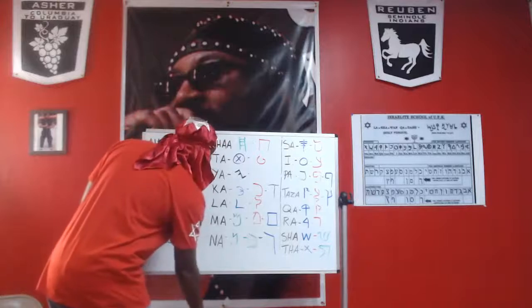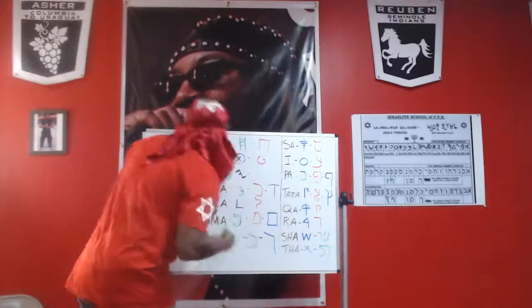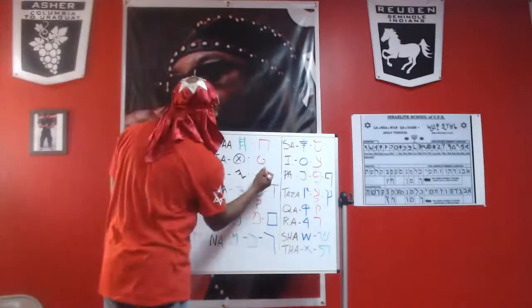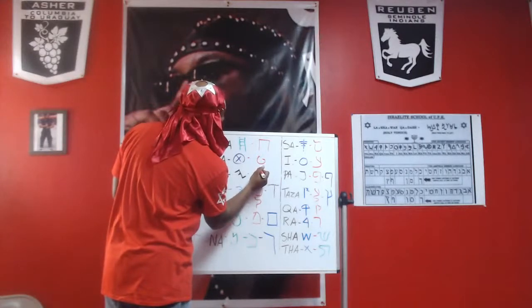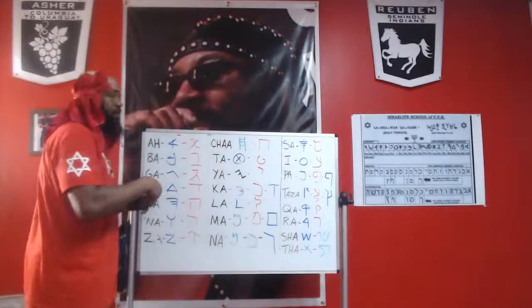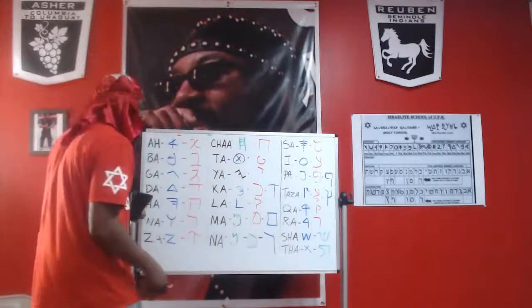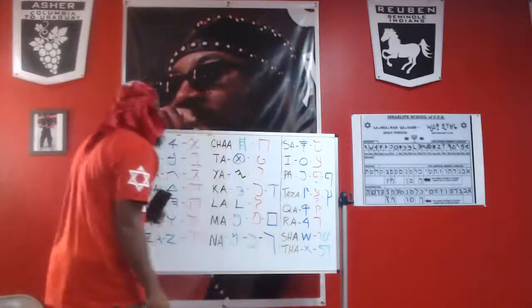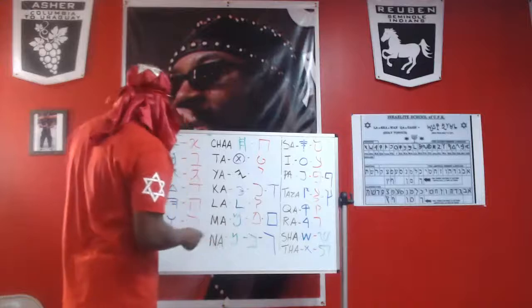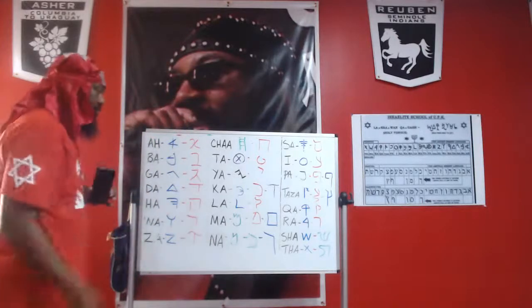Then we have ya. For some reason it's not written up here, must have erased. But ya is the smallest letter in the Assyrian text. It's going to look like an English apostrophe as well. And next we have ka. We have ka, just like it.